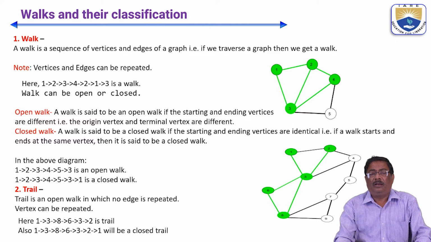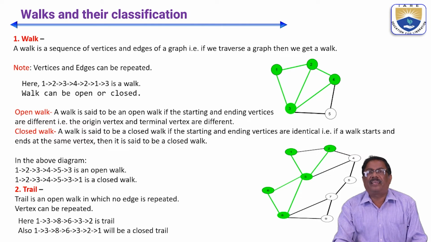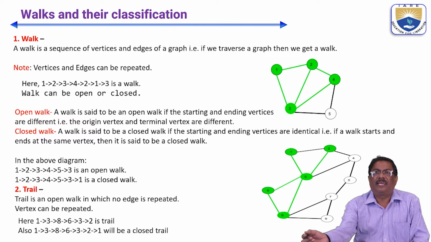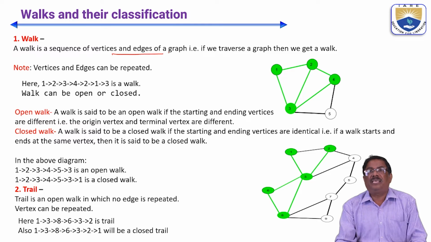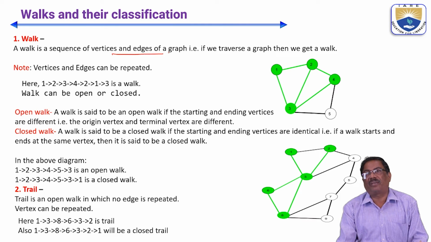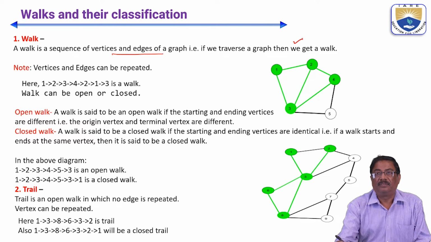Now, let us go to the other topic, walks and their classification. What is meant by a walk? A walk is a sequence of vertices and edges of a graph. If we traverse a graph, then we can get a walk.